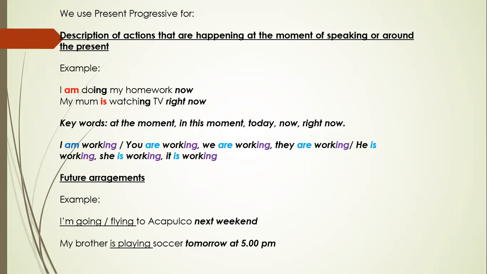Entonces, para esos planes concretos, cuando ya hacemos algo más y ya no solamente está en nuestra mente, utilizamos también el presente progresivo o presente continuo. Veamos un ejemplo. I'm going or I'm flying to Acapulco next weekend. My brother is playing soccer tomorrow at 5 p.m. En estos dos ejemplos no podemos traducir como estoy volando o estoy jugando. ¿Por qué? Porque no estoy describiendo una actividad en el momento, como en los ejemplos anteriores. Aquí estoy hablando de una actividad al futuro, okay?